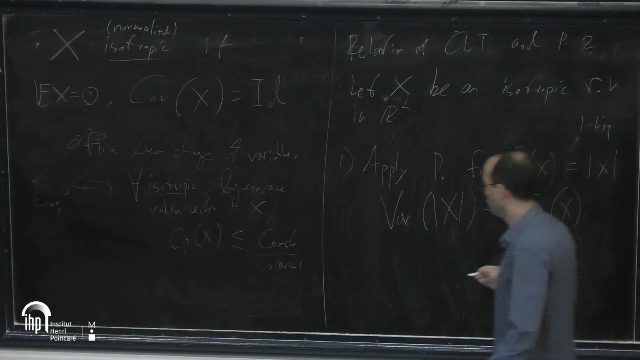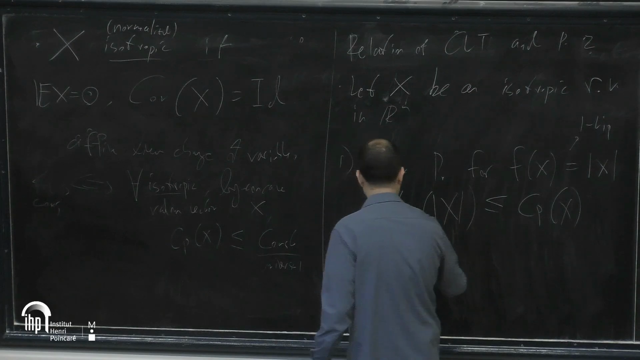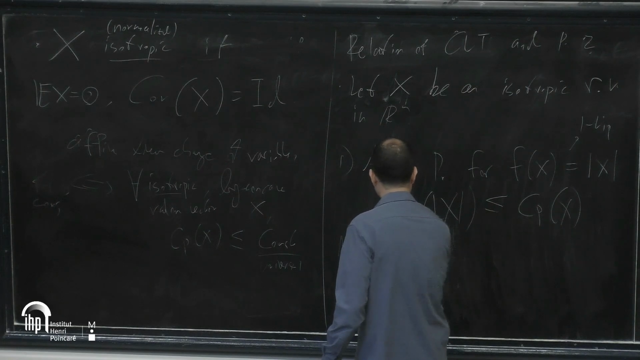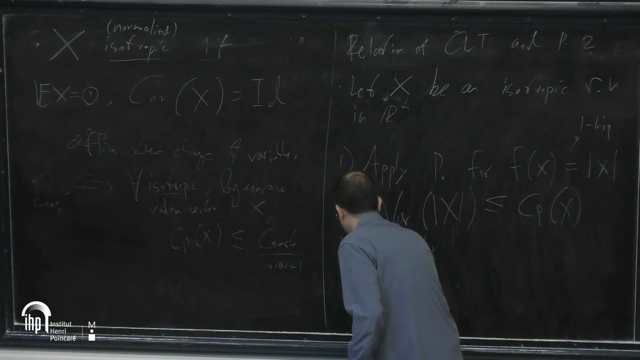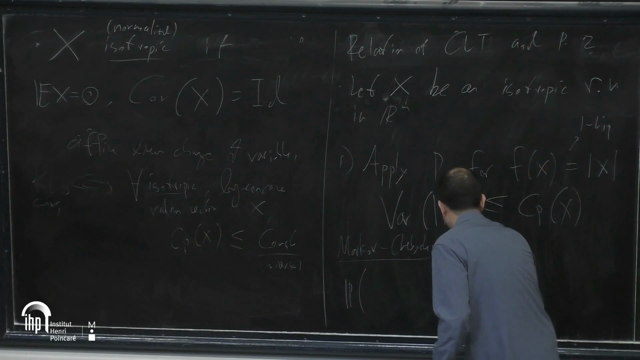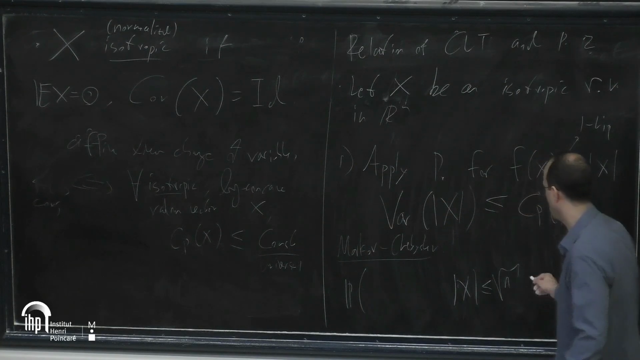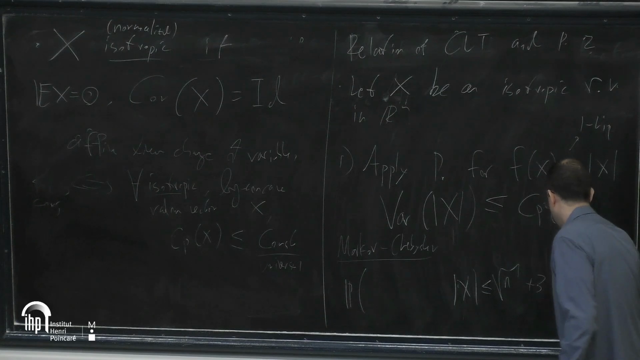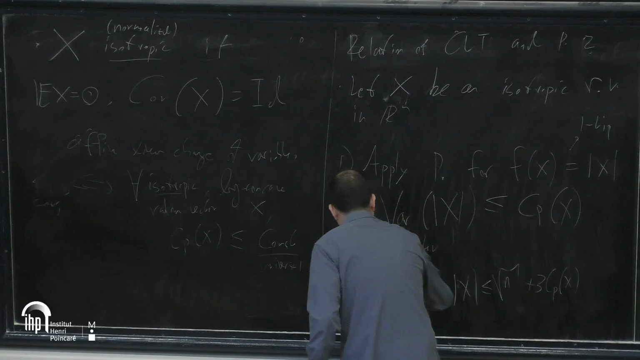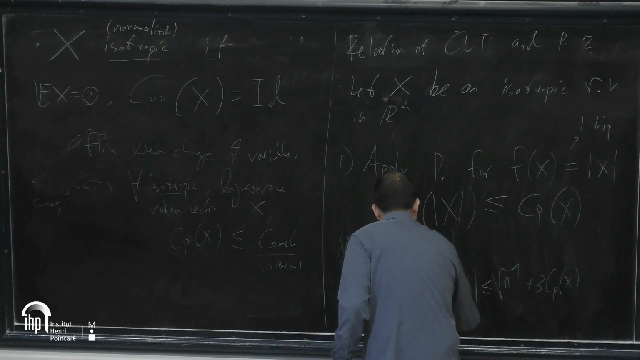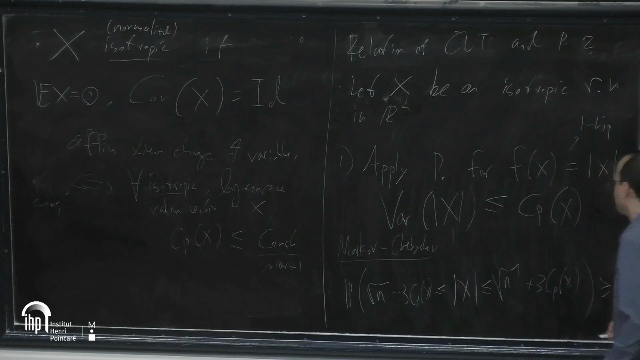And from here, if you use the Markov-Chebyshev inequality, you get that the probability that the Euclidean norm of x is between root of n plus, I think, 3 root of Cp, I did it carefully and I got 3, and root of n minus 3 root of Cp, is at least 1/2. OK, let me explain what's written here.